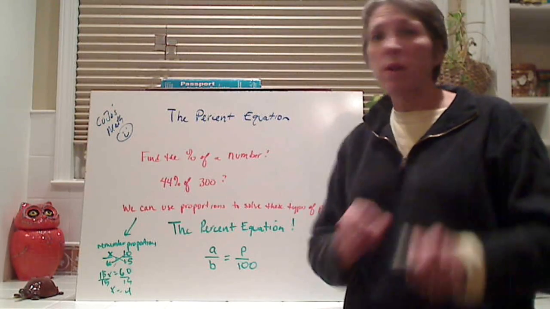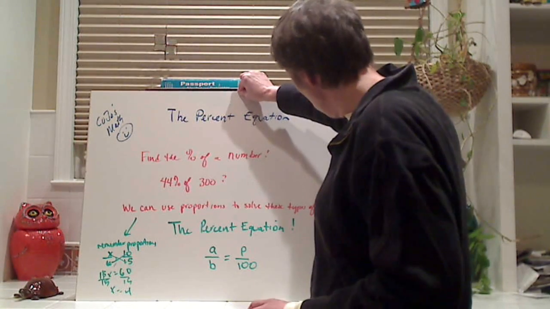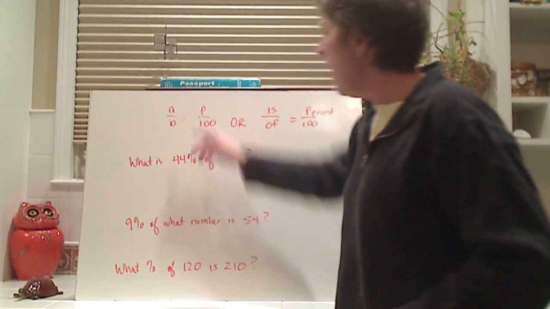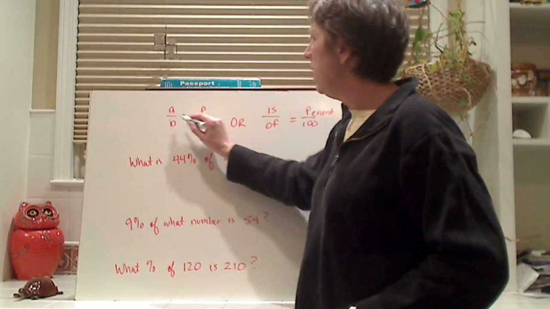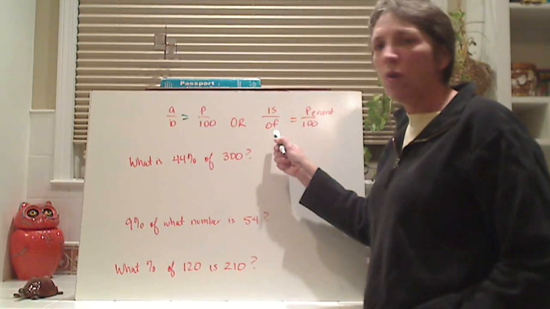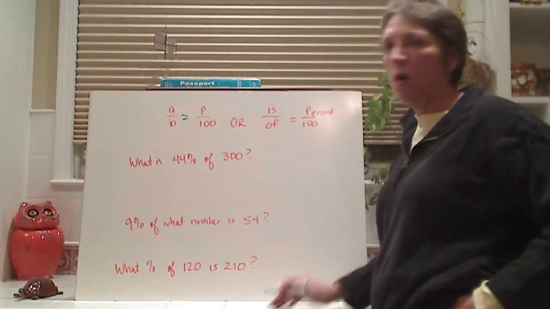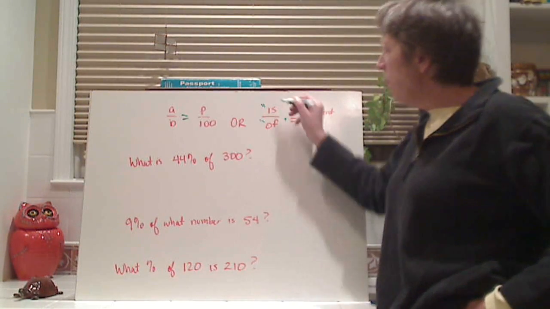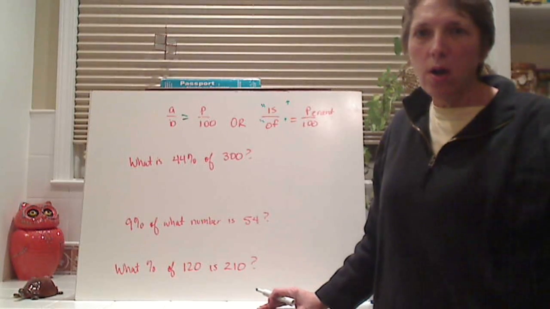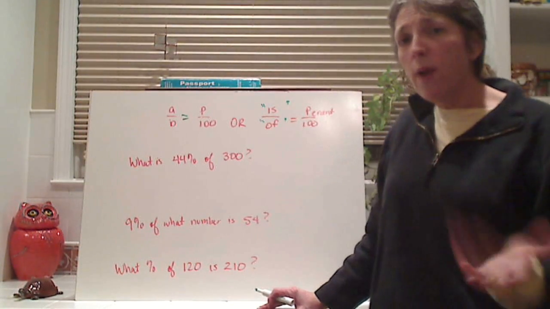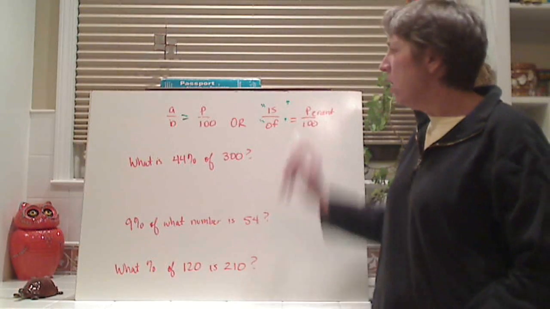But there's an easier way to remember it, as I'm going to show you. When you say A over B equals P over 100, a way to remember it is: is over of equals percent over 100. So a part over the total, a part of the total. You have to find the number that represents 100%.